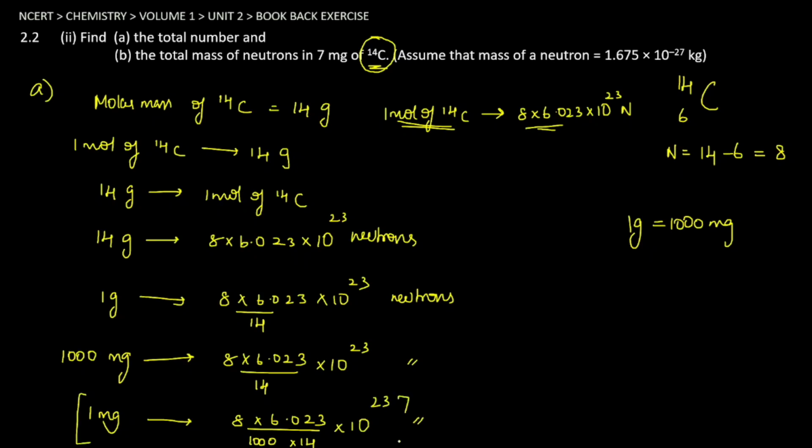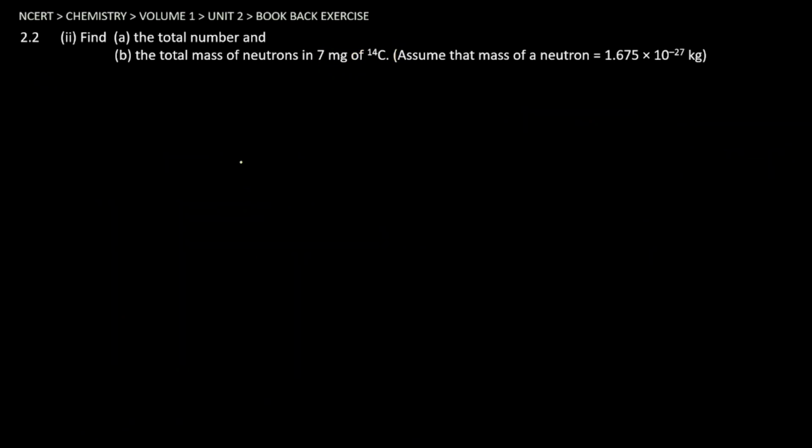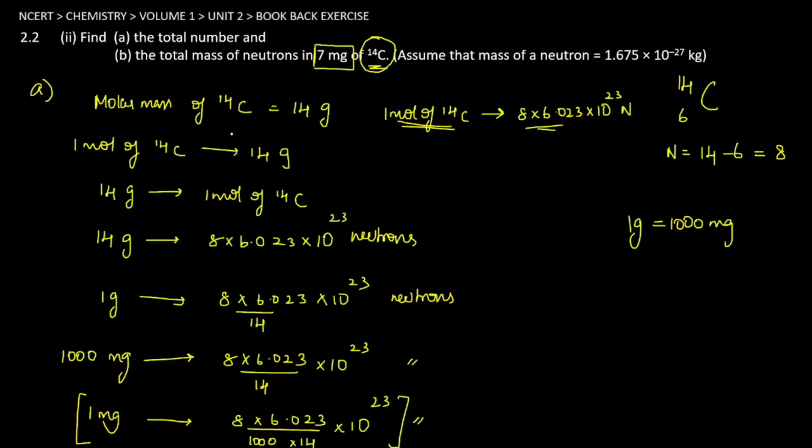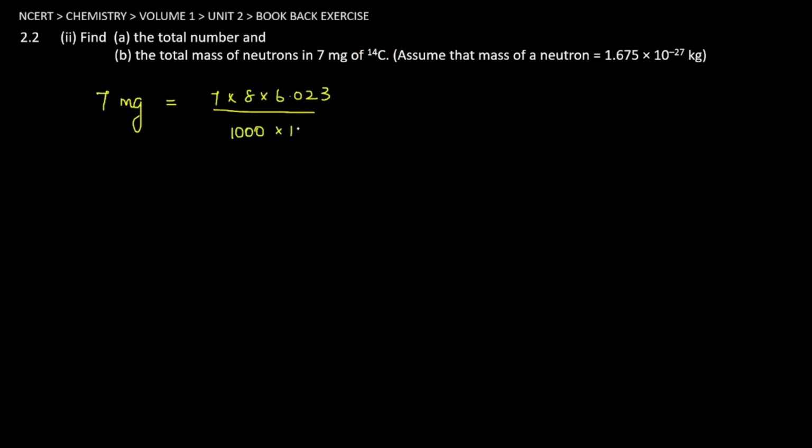So we have calculated for 1 milligram, but in the question they have asked to calculate for 7 milligrams. So let's calculate for 7 milligrams. If 1 milligram has this many neutrons, then 7 milligrams will be just multiplying 7 with this whole term: 7 into 8 into 6.023 by 1000 into 14 into 10 power 23. We are not multiplying in each step because at the last we have to anyway multiply. That's why I have kept all terms as such, and now at the last we can multiply.